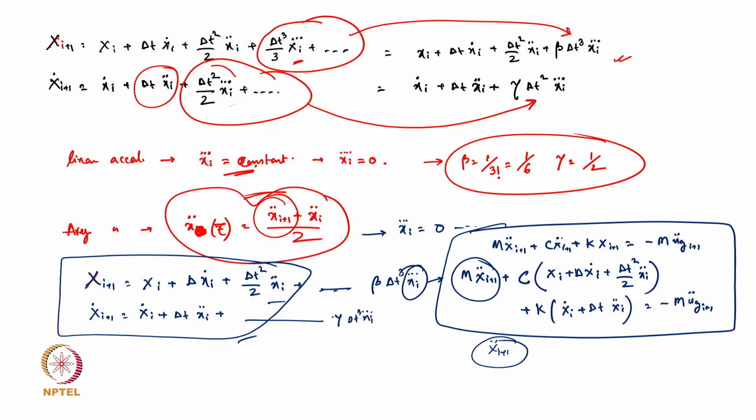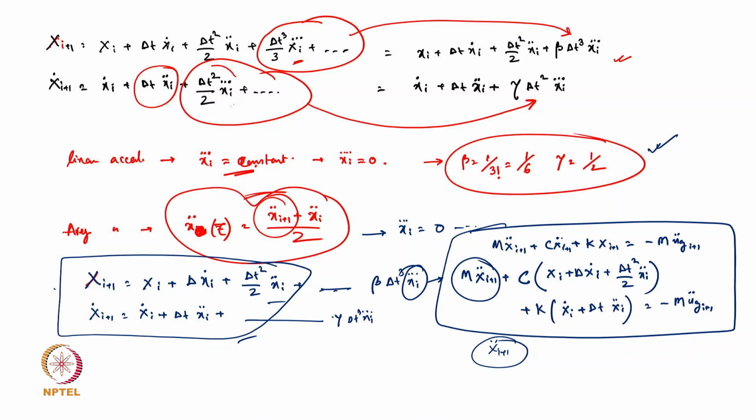Yeah, first of all, did you understand this step? Okay, this step is clear, meaning the linear acceleration case is clear. Any doubt with the linear acceleration case? Like how Newmark beta can be converted into linear acceleration? Is there any doubt? No doubt. Okay. Now come to the average acceleration case.